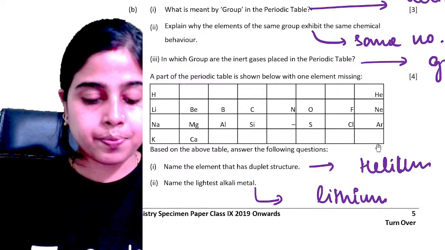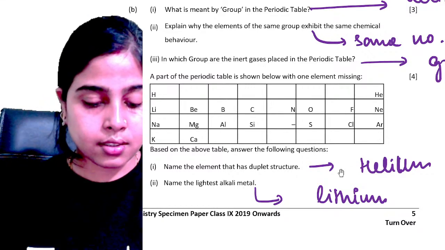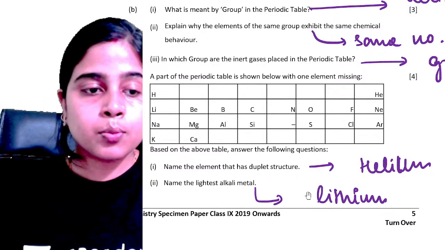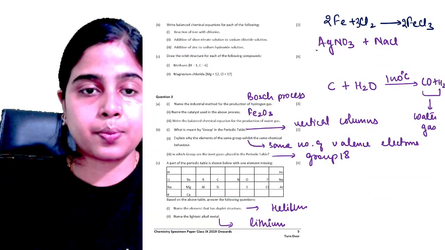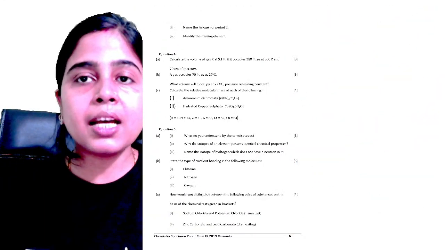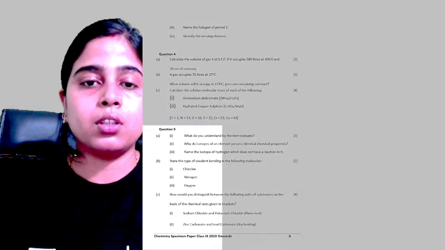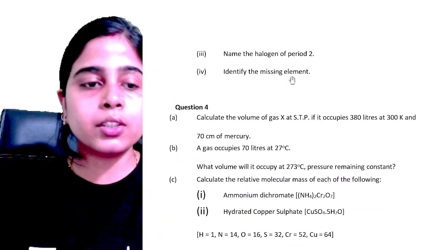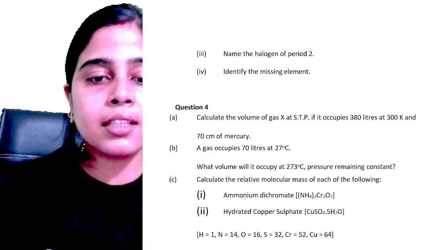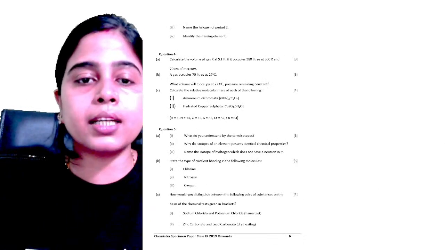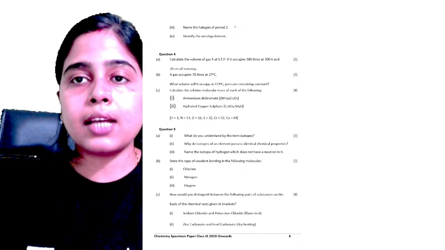Let's move on to the next question. Name the halogen of period 2. You have to name the halogen of period 2. Which one is the halogen of period 2? Very easy. Fluorine is the halogen of period 2. So it has to be fluorine.